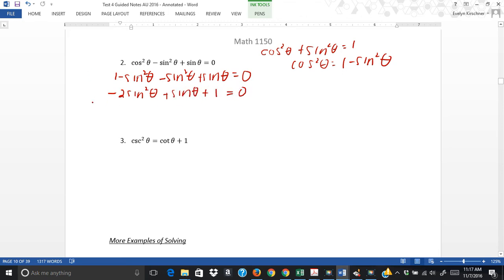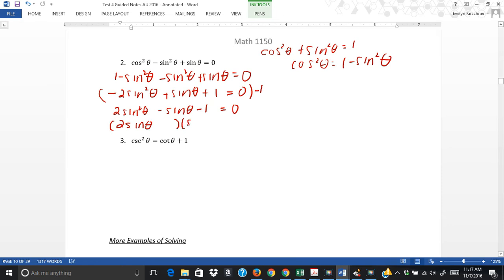Now before I even do any kind of substitution, I'm going to multiply the whole thing by negative 1 to make my life a little easier. I'm going to have 2 sine squared theta minus sine theta minus 1 is 0. And I'm not going to substitute this time. I'm just going to show you how you could do it with the sine.